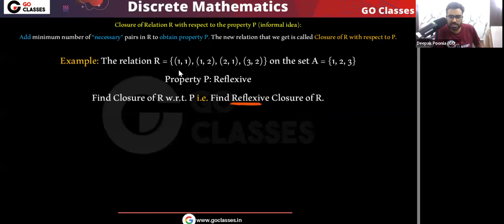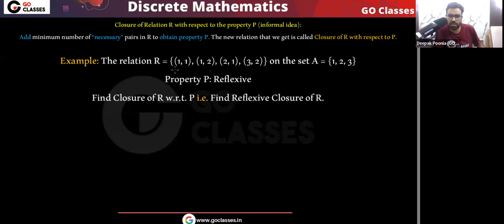Tell me one thing. Does this relation R already satisfy reflexive property? If it already satisfies the reflexive property, then we don't need to add anything, because we are adding the minimum number of necessary pairs to obtain the property. But if the relation already has the property, we don't need to add anything to find the closure. Yes or no? So tell me, does this relation R already satisfy reflexive property?